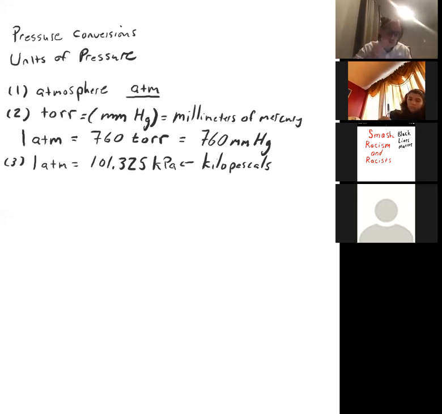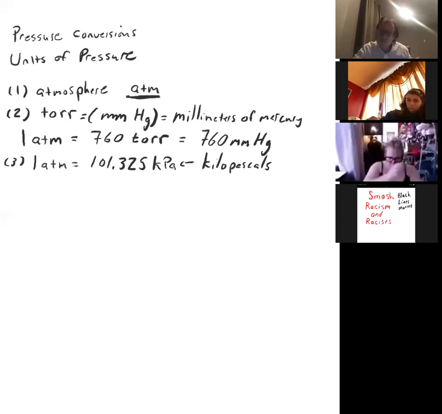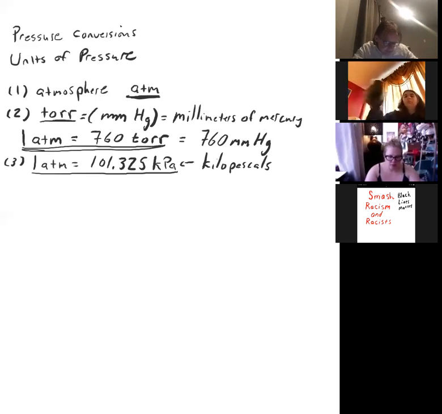So there are three units that I've given you here. There are other units out there, but I think these are the three that you need to know for your homework. The first one is the atmosphere, atm. Roughly speaking, it is the pressure of our atmosphere on the surface of the Earth. The torr, which is also called a millimeter of mercury, and then the kilopascal, and the relationship is there's 101.325 kilopascals for every one atmosphere. So these are the conversion factors for these problems. Those are the ones that you can use for these problems.